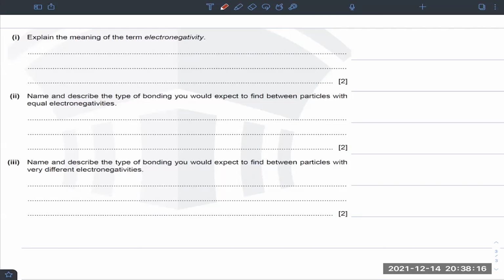Name and describe the type of bonding which you would expect to find between particles with equal electronegativity. So obviously, because they have equal electronegativity, will the bond be polar or non-polar? Non-polar. It will be non-polar, yes.